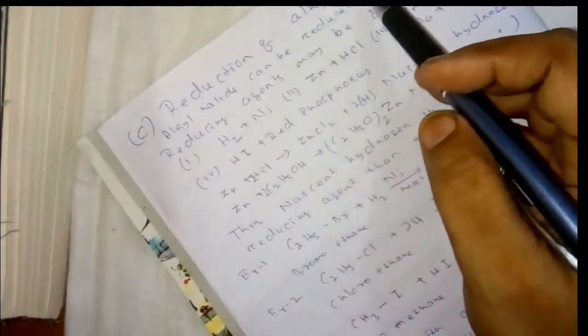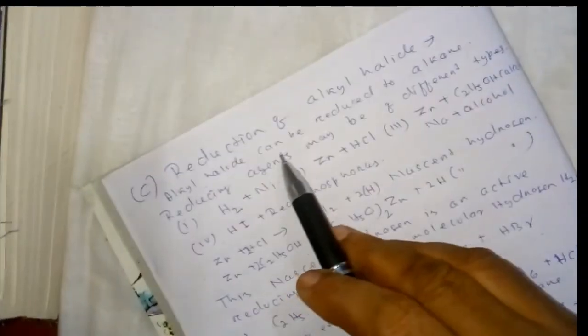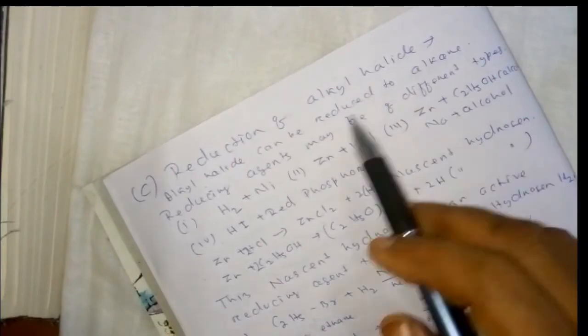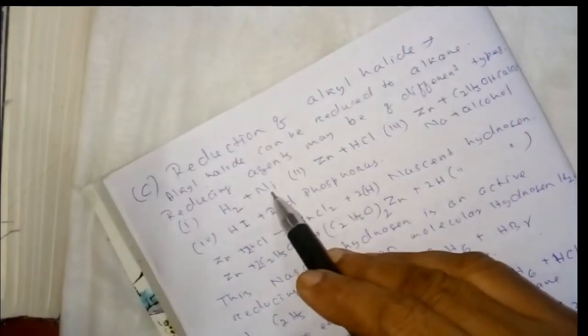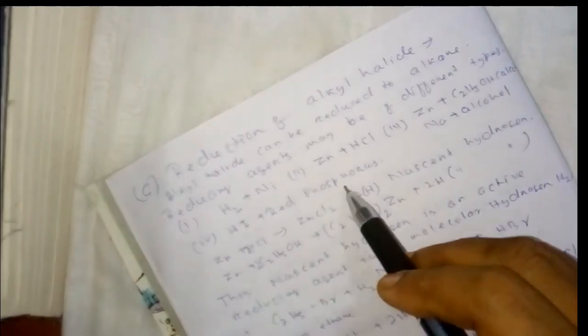Another is reduction of alkyl halide. Alkyl halide can be reduced to alkane. There are reducing agents of different types: hydrogen plus nickel is a reducing agent. Zn plus HCl, Zn plus alcohol, Na plus alcohol, HI plus red phosphorus, all these are reducing agents.